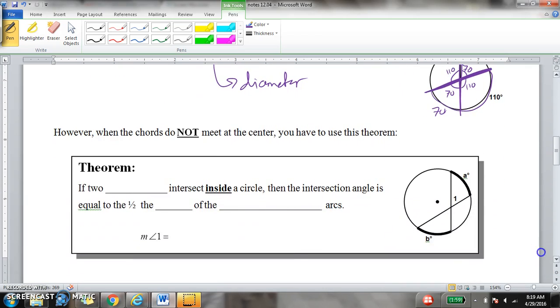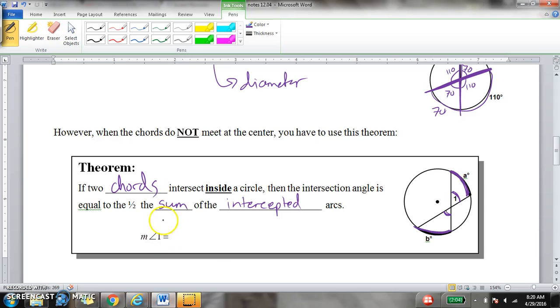All right. But sometimes chords are not going to meet at the center, and it's not going to be that easy. So when that happens, if two chords intersect inside a circle but not at the center, then the intersection angle, so this angle right here, which is going to be the same as this angle right here, because they're vertical angles, that angle is equal to half of the sum of the intercepted arcs. So if two chords intersect inside a circle, then they're going to intercept two arcs together. This arc right here, this arc right here. A and B is what they're called here.